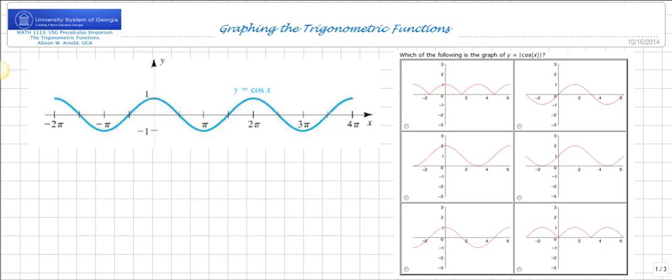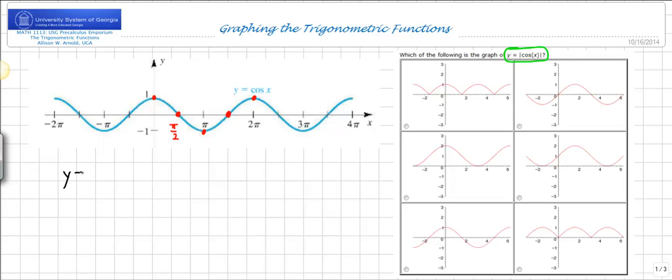A little more on basic graphing. You can see the graph to the left is your basic cosine curve passing through (0, 1), (pi over 2, 0), (pi, negative 1), (3 pi over 2, 0), and (2 pi, 1). That's a basic cycle of cosine. Now, the graph you're asked to produce is y equals the absolute value of cosine of x.